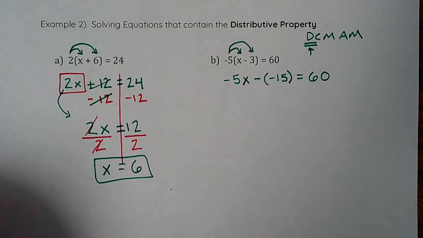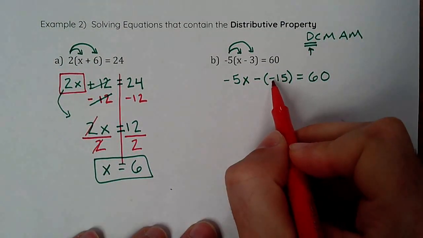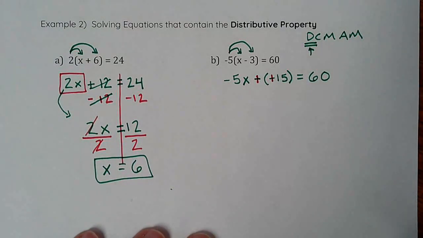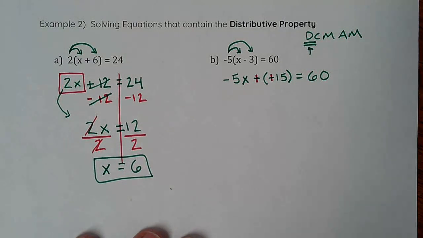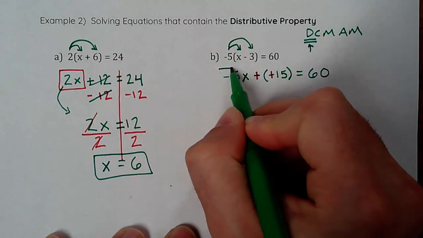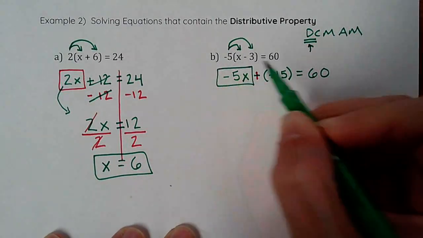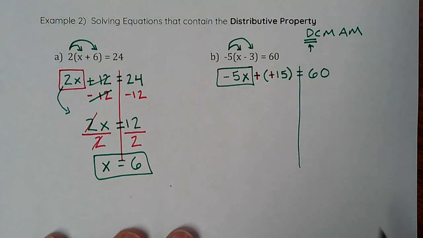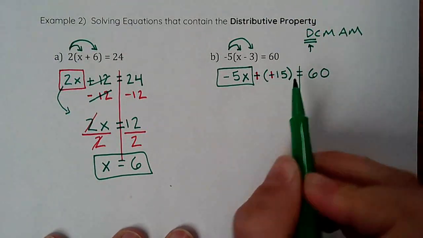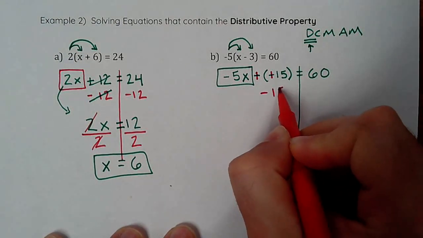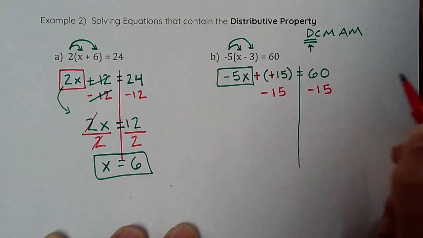Just like before, I see this minusing a negative, so I'm going to change it to adding a positive. You could rewrite the problem if you wanted to, just for clarification, or we can just change it right there. Box my variable and draw my line. All right, so remember, this is adding 15. So to undo adding 15, I need to subtract 15 on both sides.